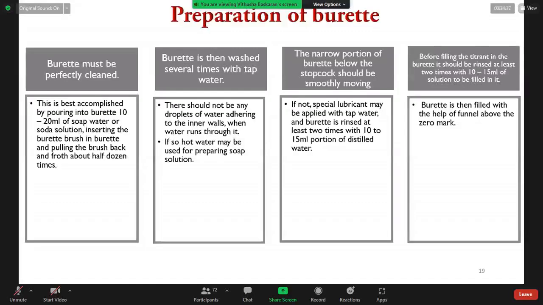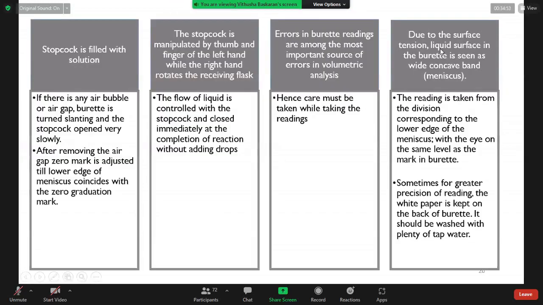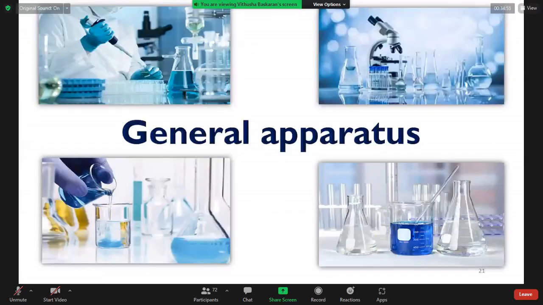Okay, have you got it? The handling of Buret and preparation of Buret before the titration. Have you got it? Yes, ma'am. Okay, then let's move into the general apparatus. Can you list out the general apparatus that we have studied?